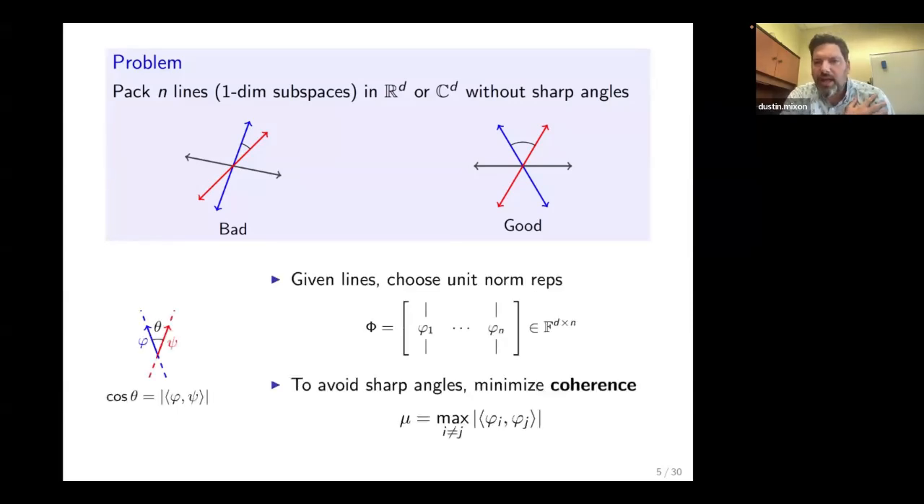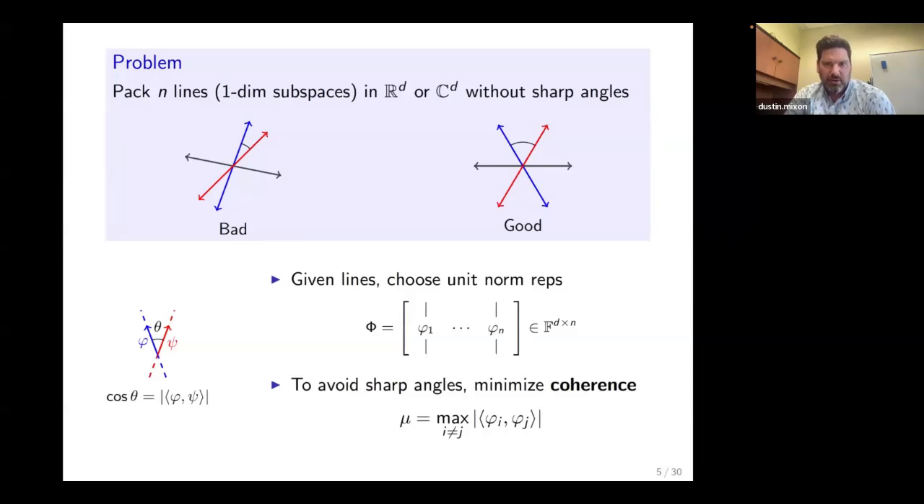You can talk about this in terms of unit norm representatives for each line. You take a unit vector that spans each line, and you shove them into a matrix. Let's say it's D by n because there are n lines in D dimensions. And if we're interested in making the smallest interior angle as big as possible, we're interested in the largest absolute inner product, the cosine of that interior angle. And we want to minimize the largest absolute cosine. Okay, so we have this problem set up.